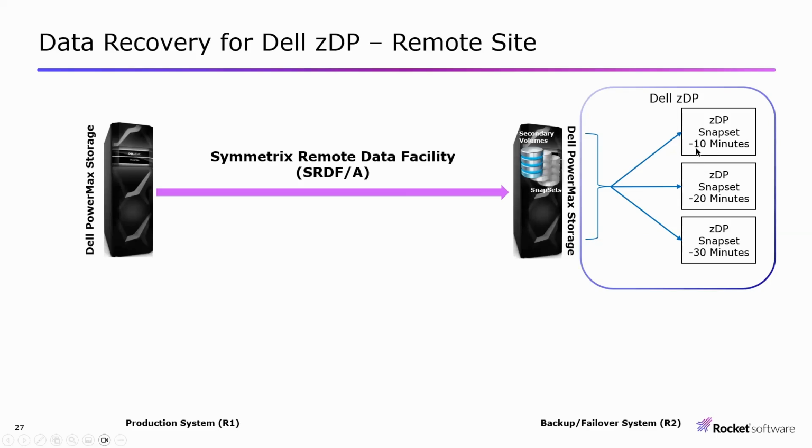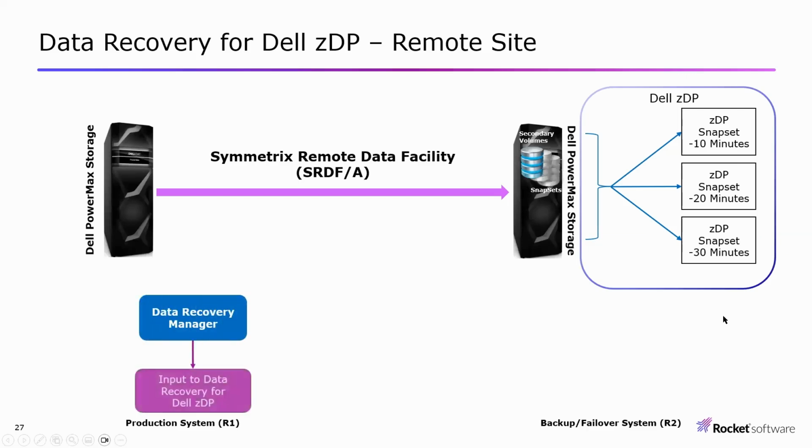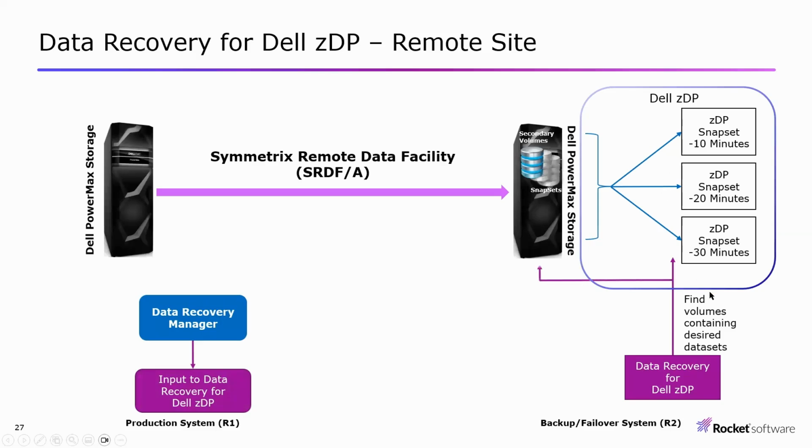In this example, we have snapshots taken every 10 minutes. So we have three snapshots here, going back 30 minutes. And then we can drive the same recovery process again to find the data sets for the timestamp that you're looking for, and recover those data sets so that you have cataloged data sets that you can then restore or use in whatever way you need to use them.